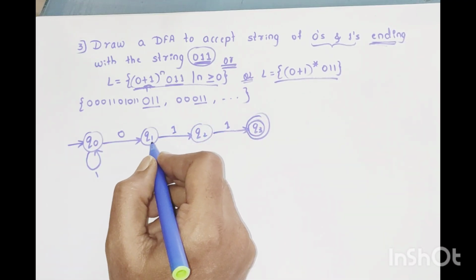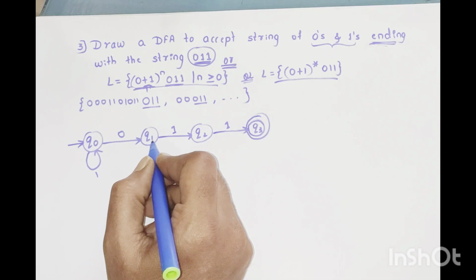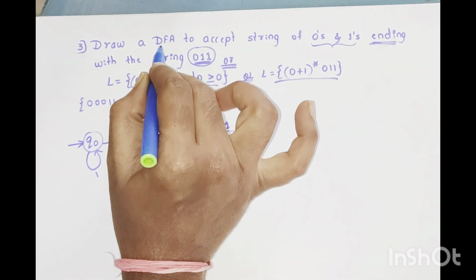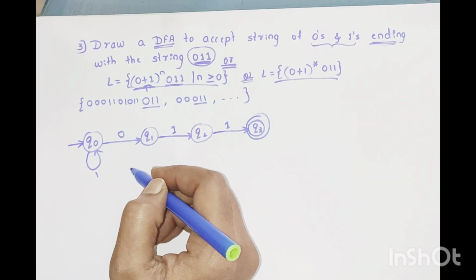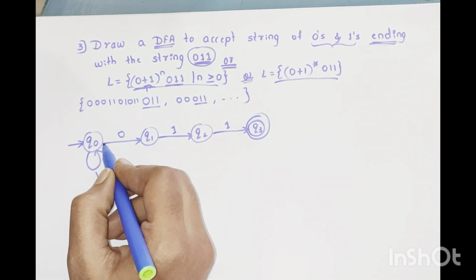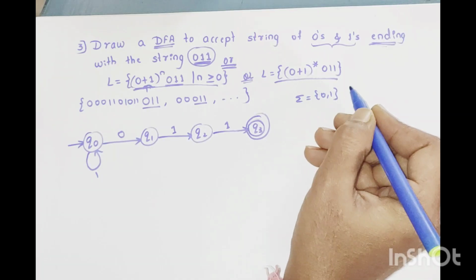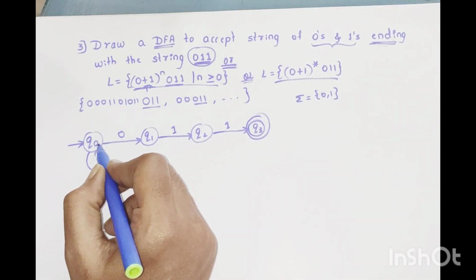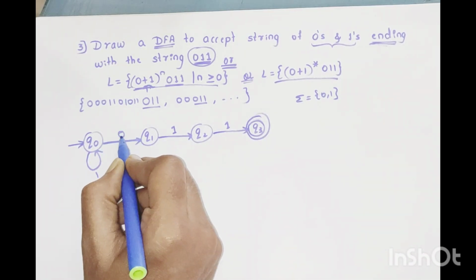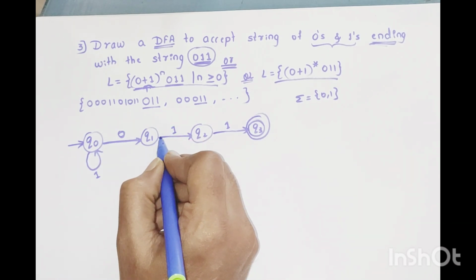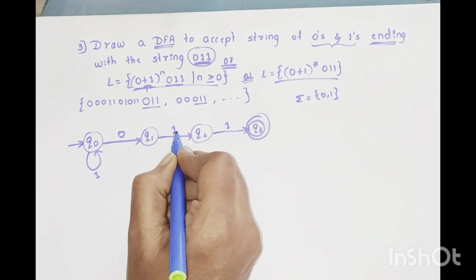Then we are supposed to show the transition for this Q1. As we know, we are obtaining a DFA, right? So here the sigma set for this question is 0 and 1. From this Q0 I have shown the transition for 0 and I have shown the transition for 1. Now I have shown the transition for this Q1 for 1.